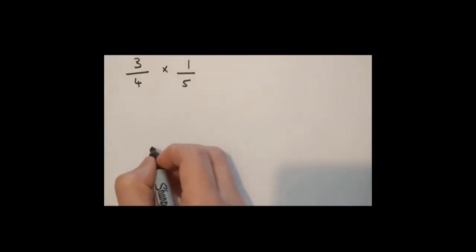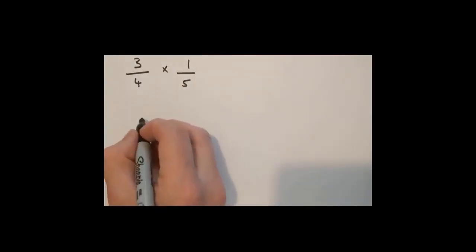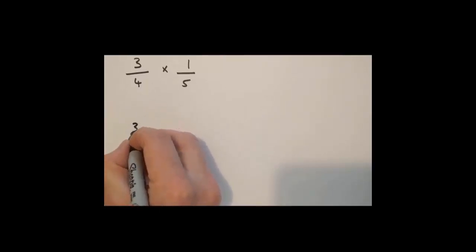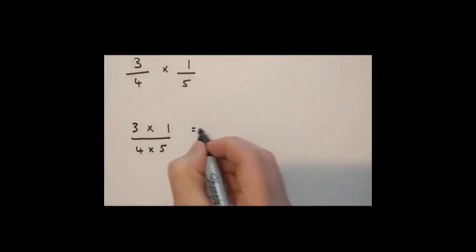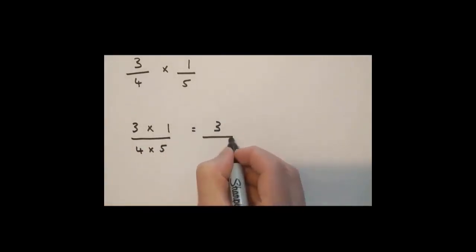We know there's no cancelling down to do prior to the multiplication taking place. So if we rewrite it as 3 multiplied by 1 over 4 multiplied by 5, that gives us 3/20, which is our final answer.